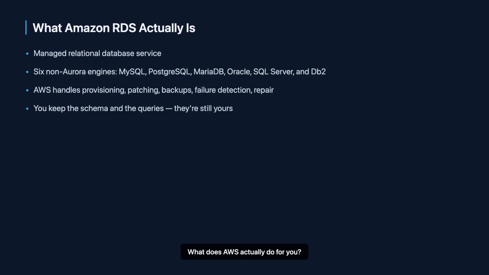What does Amazon Web Services actually do for you? Provisioning, patching, backups, failure detection, and repair. That whole layer of database operations work, gone. What stays yours? The schema and the queries. Your data model, your SQL, RDS doesn't touch those. Think of self-managed databases on EC2 as renting an apartment and doing your own plumbing. RDS is a hotel. You bring your own clothes, you arrange the room, but the staff handles the leaky pipes.